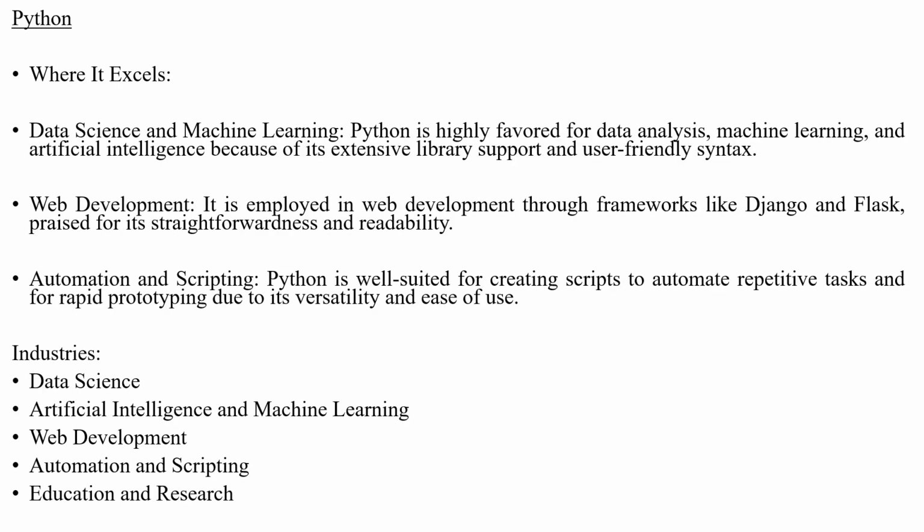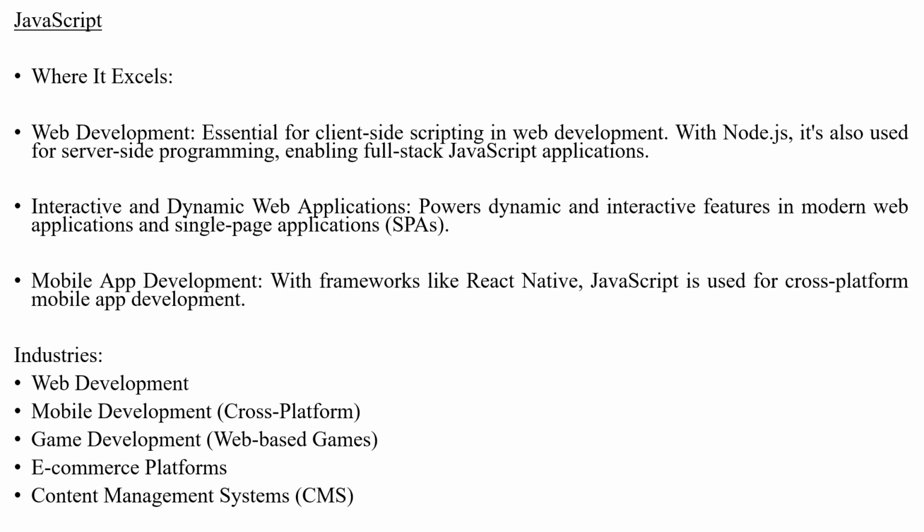Python is highly favored for data analysis, machine learning, and artificial intelligence because of its extensive library support and user-friendly syntax. For web development, it has frameworks like Django and Flask, praised for straightforwardness and readability. For automation and scripting, Python is well suited for creating scripts to automate repetitive tasks and for rapid prototyping due to its versatility and ease of use. Industries include data science, AI and machine learning, web development, automation, scripting, education, and research.